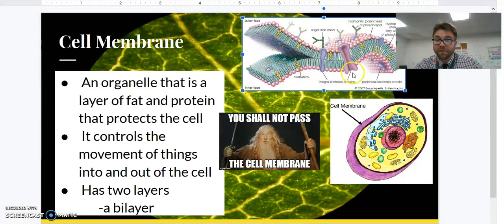We also have protein. The proteins are what allow things to come in and out of the cell. We have these integral proteins that go all the way through, and then we have some peripheral proteins that are just on the outside or inside. But mostly our cell membrane is made up of both lipids and proteins, and a cell membrane controls the movement of things in and out of the cell.